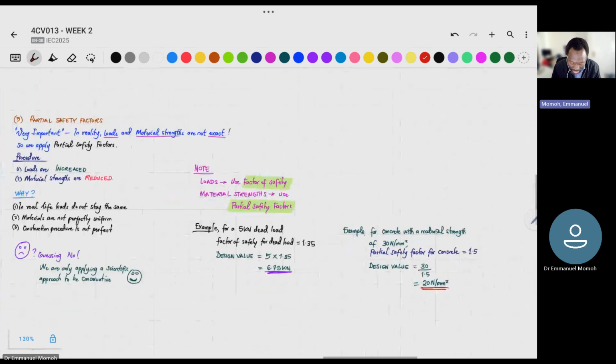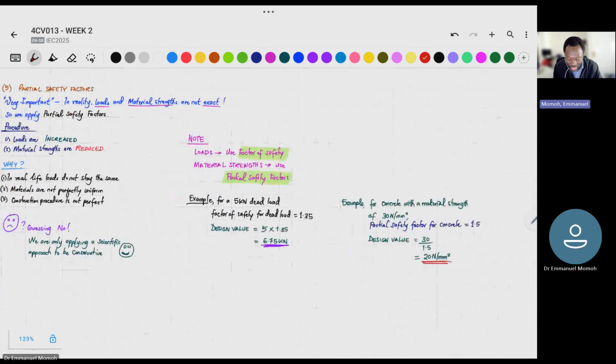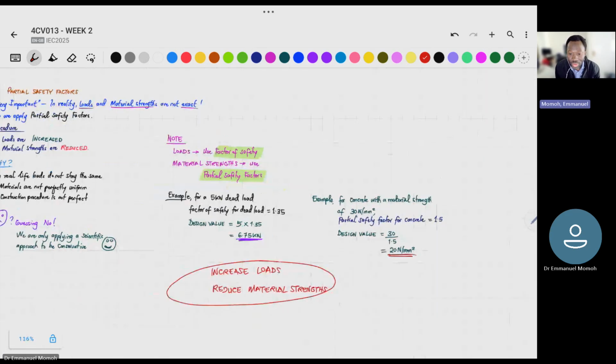So we have looked at partial safety factors and factors of safety. Partial safety factors are for material strength, while factors of safety are for loads. We increase the loads by multiplying by the factor of safety, and we reduce the material strength by dividing by the partial safety factor. Okay, next we're going to look at design working life.